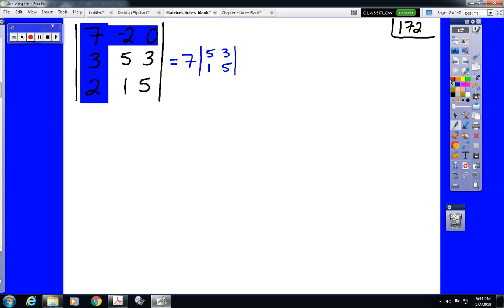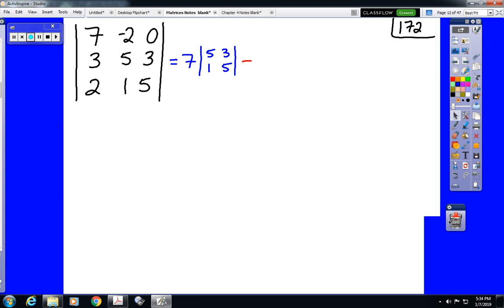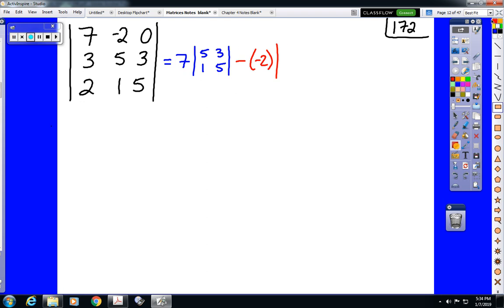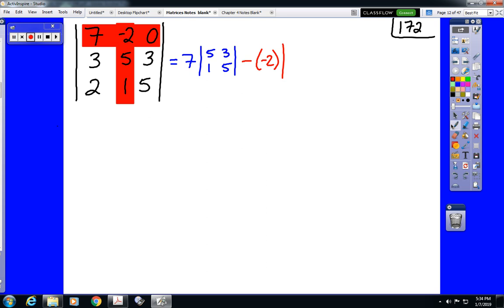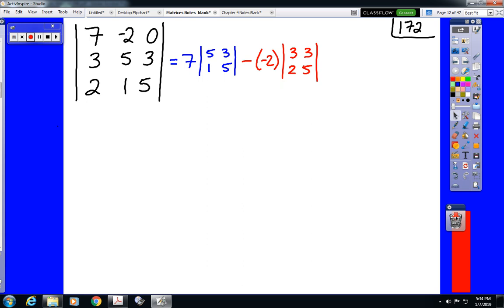Then we switch our signs and we say minus, move these boxes out of the way so we can see what we're doing, and we enter that next number, which is -2, times, and we go in and we block off the row and the column that negative 2 is in the first row, leaving us with 3, 3, 2, 5. Grab those boxes, get them out of the way, and we do our last entry.